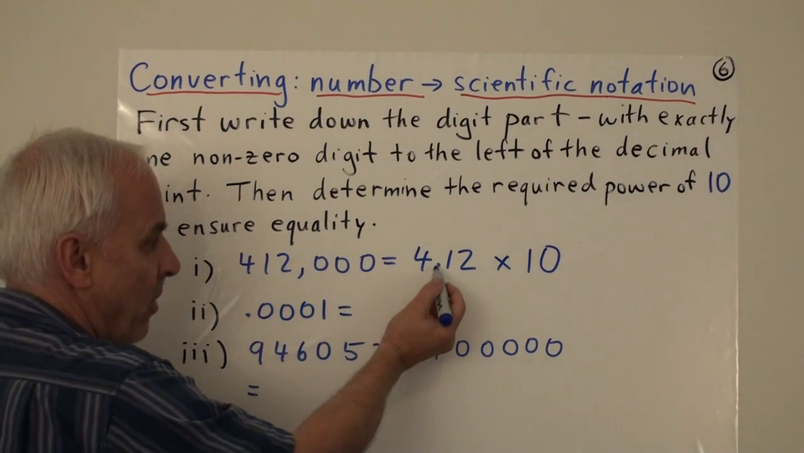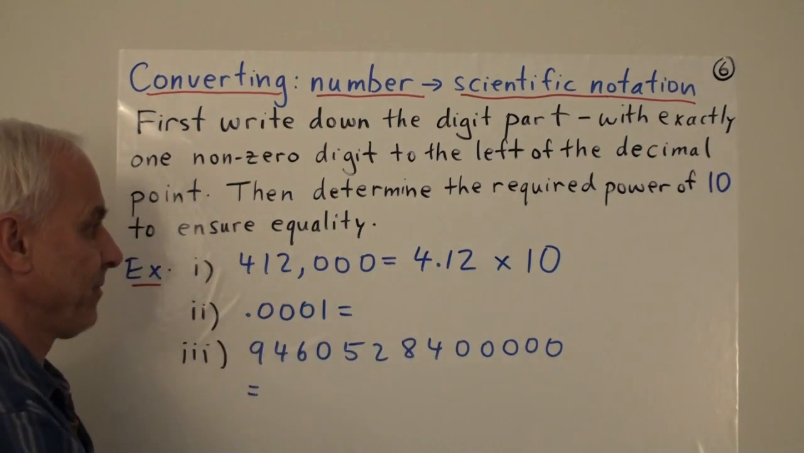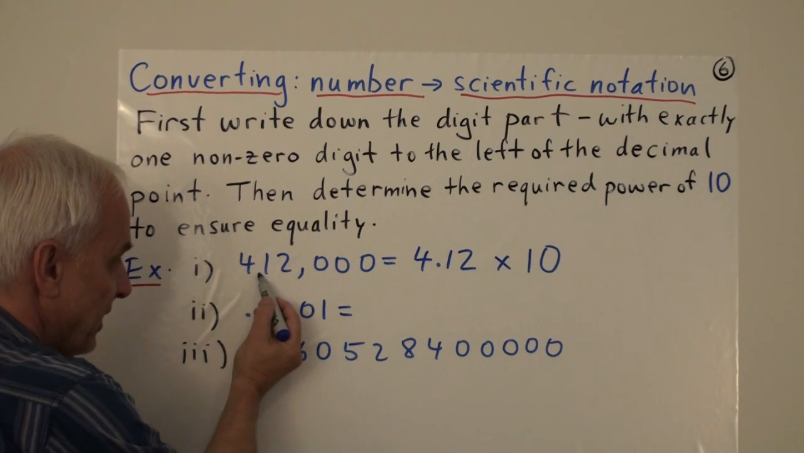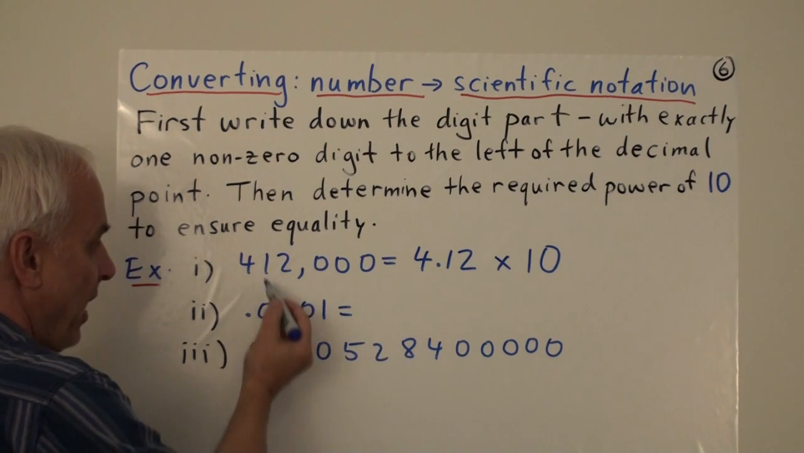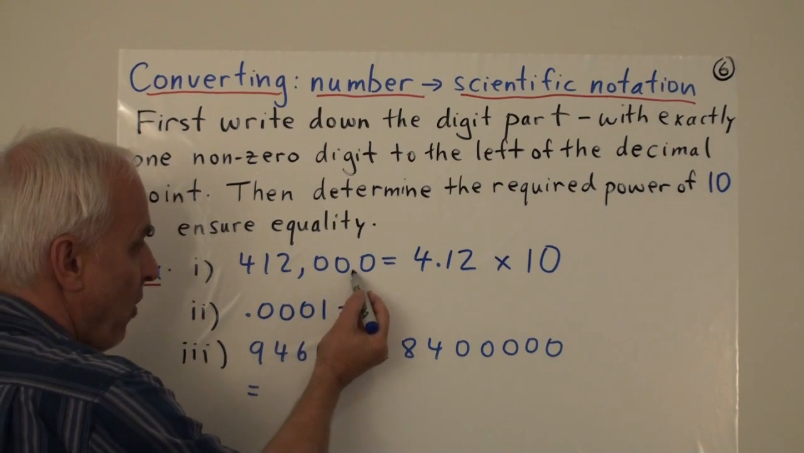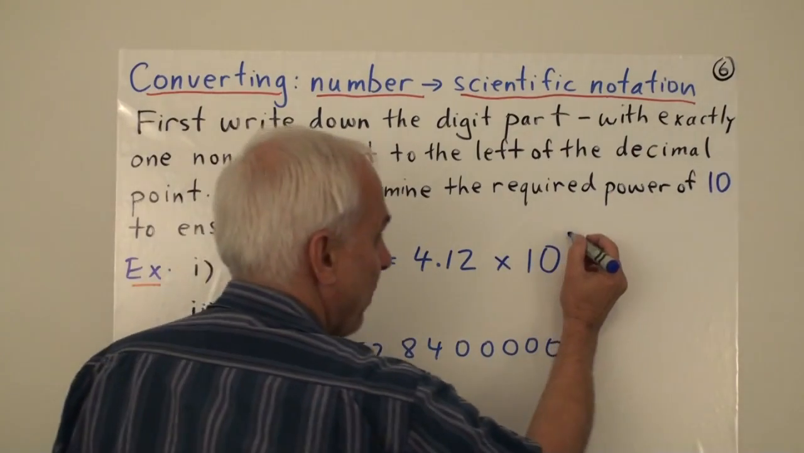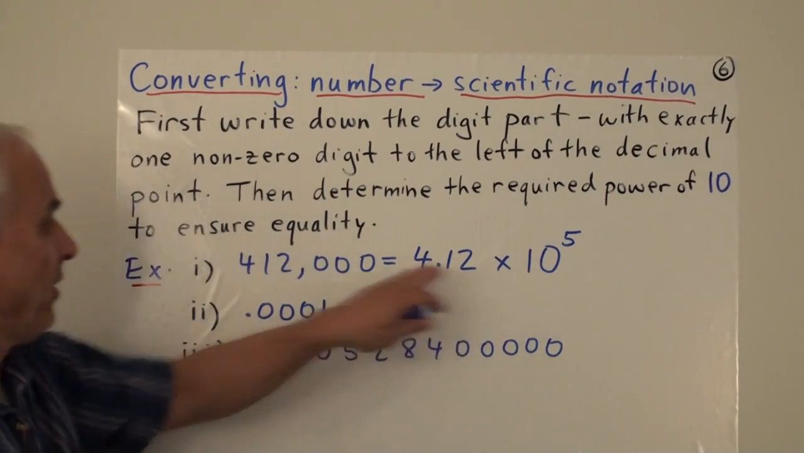Well, what power of 10 do I need to multiply this by to get this? Well, that's asking, where does the decimal point have to go? It's starting here and it has to end up here. It has to move to the right 1, 2, 3, 4, 5 places. So we have to take this number and multiply by 10 to the 5 in order for this to equal this.